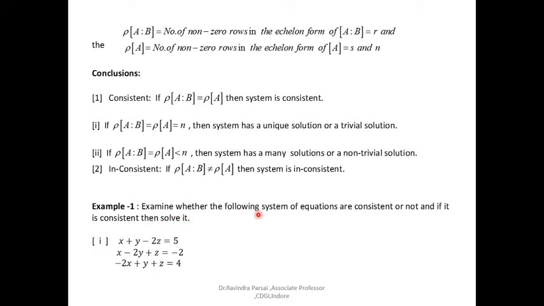Examine whether the following system of equations is consistent or not. If it is consistent, then we will solve it. So the example is x plus y minus 2z equal to 5, x minus 2y plus z equal to minus 2, minus 2x plus y plus z equal to minus 4.